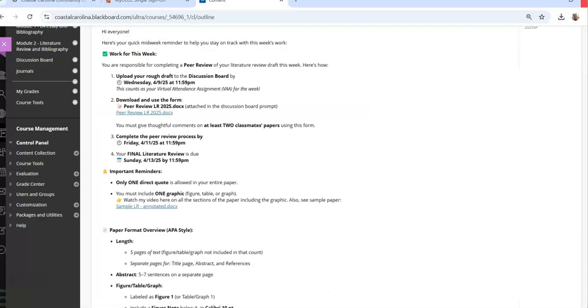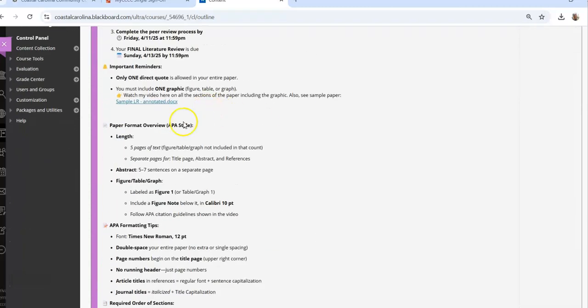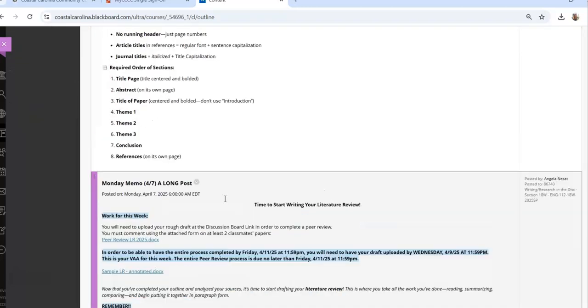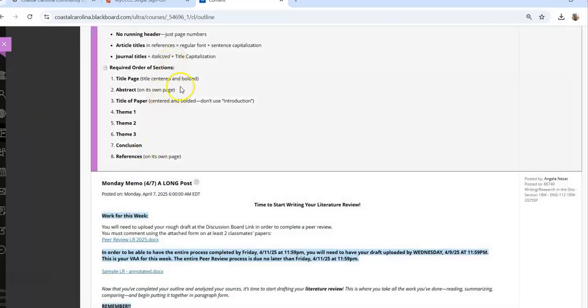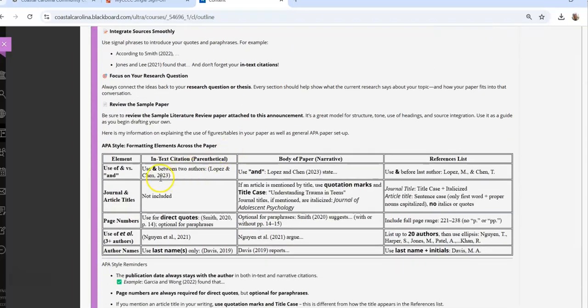Let me go ahead and go back to our announcement. If I go back, so again, here's your overview. This is all the stuff you need to know in one place. This is the required order of sections. If we go back to Monday's memo, I remind you for the elements of things like, say, the ampersand versus the word and, what it should look like in different sections of your paper. You can go through and check that out.